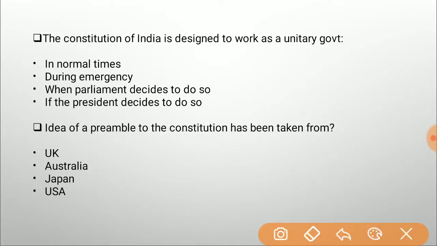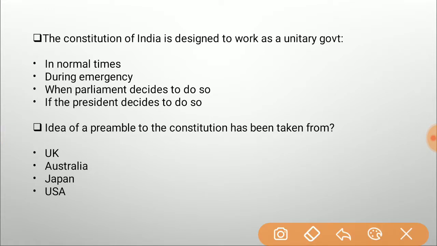The Constitution of India is designed to work as a unitary government in normal times, during emergency, when Parliament decides to do so, or if the President decides to do so. Well, the correct answer here is during emergency. During emergency, the central government can direct the state government to perform a specific function and perform according to the wishes of the central government.